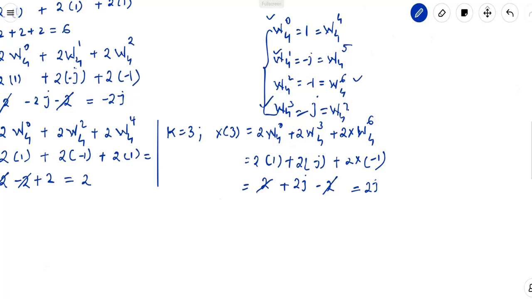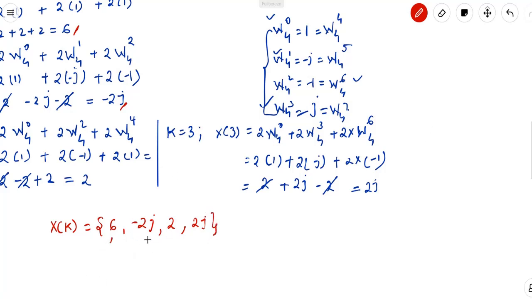So we'll write the values first here, what we have got for x of k. The first value when k is equal to 0, it's here only, can you see? We have got 6, so I'm going to write 6 here. The next value is minus 2j we have got. Third value we got as 2. And the last value we have got as 2j. Okay, so these are the values of x of k.